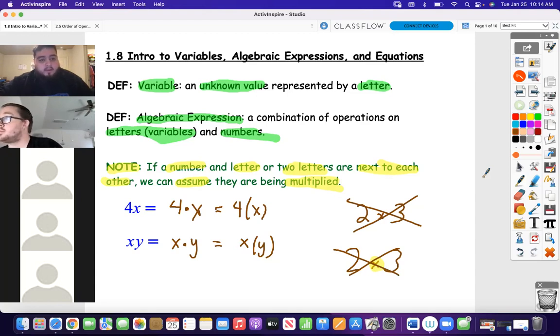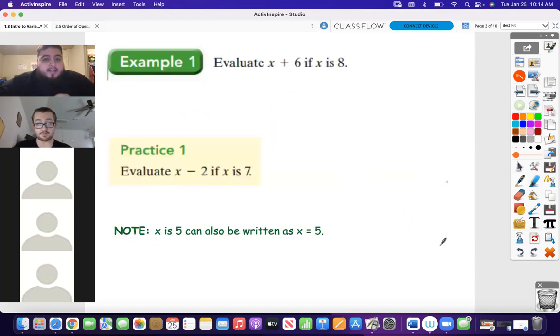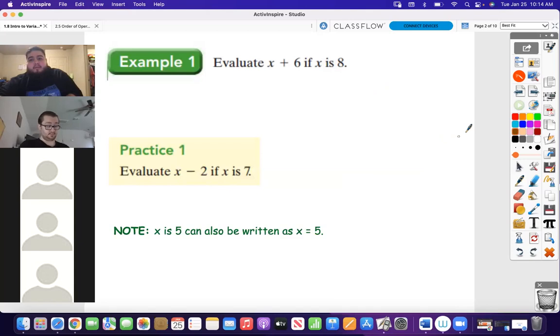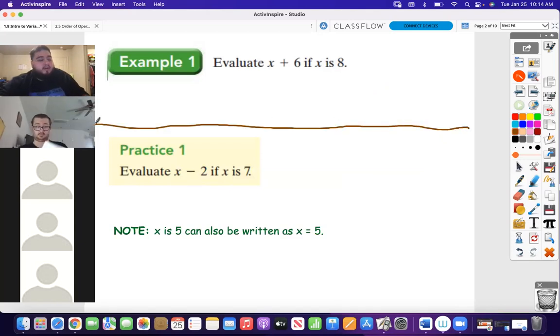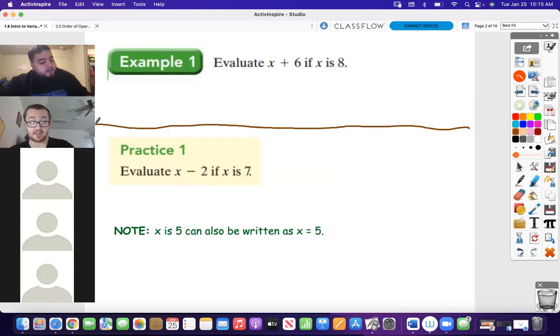All right. That was additional time, guys. I am going to be moving on because we do have a lot to cover this week. All right. Example one, guys. I'm going to give you about a minute just to write this first part where it says example one. It says evaluate x plus 6 if x is 8. Evaluate x plus 6 if x is 8.